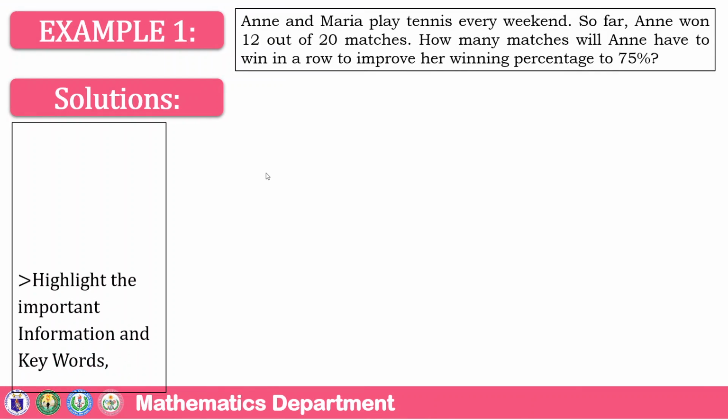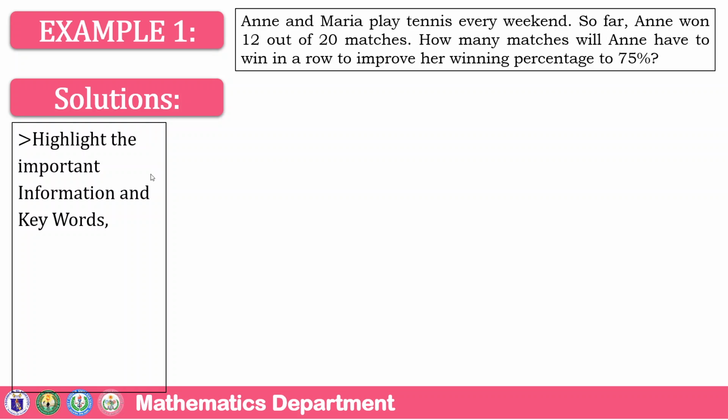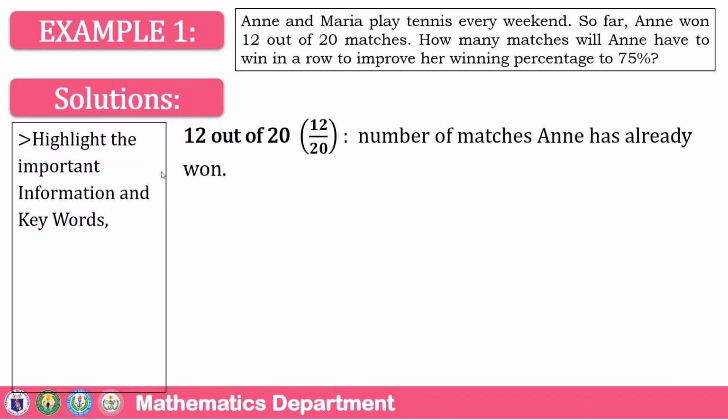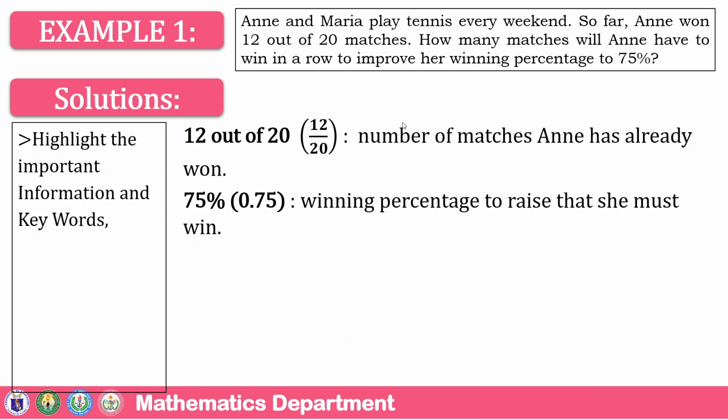Okay, so let us solve. So after reading the problem, we are going to analyze it. So highlight natin yung mga important information and keywords. So meron tayong ditong given na 12 out of 20. So that is equivalent to 12 over 20. That is the number of matches Anne has already won. And then yung 75%, pwede natin siya i-convert into decimal, which is 0.75. That is the winning percentage that she must reach. So ito yung gusto niya na maging percentage ng kanyang winning, which is kailangan niya pang manalo ulit.